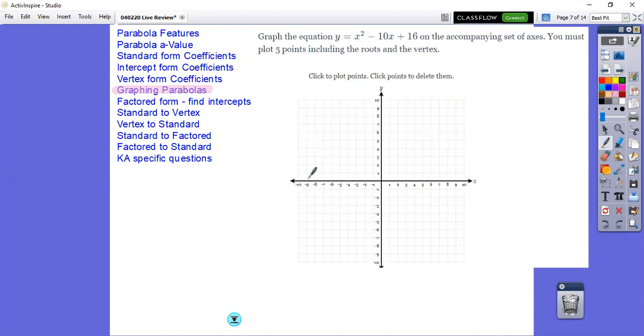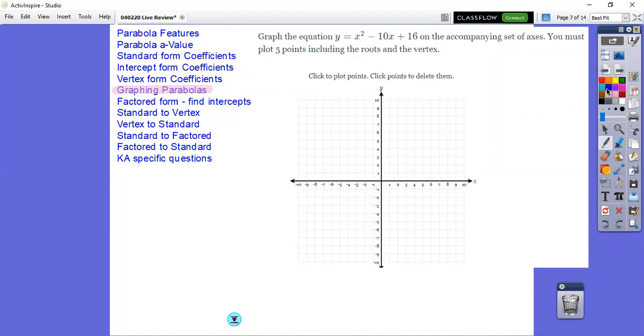So graphing parabolas, and this is what you guys had a whole assignment on. Some of you are done with it, which clearly means you got it, and some of you aren't. So I'm going to go over a few different things here. And these are going to feed into everything that we're doing after that too. So when you are graphing parabolas, you have a few options of what to do.